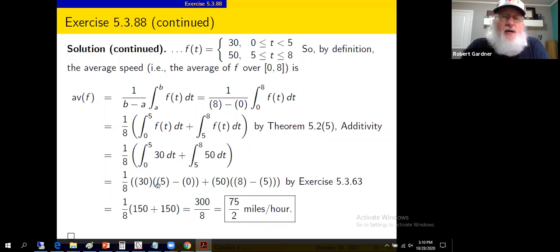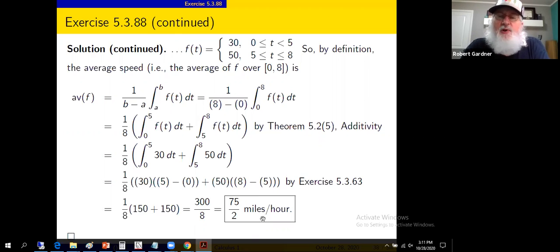So we'll have 30 times b minus a, the constant c times b minus a is what we've got. So we have constant 30 times 5 minus 0, and 50 times b minus a, where b is 8 and a is 5. So we get 1/8 of 30 times 5, which is 150. 50 times 3 is also 150. Not a surprise with that. So we get 300 divided by 8. We get 75 over 2 miles per hour.